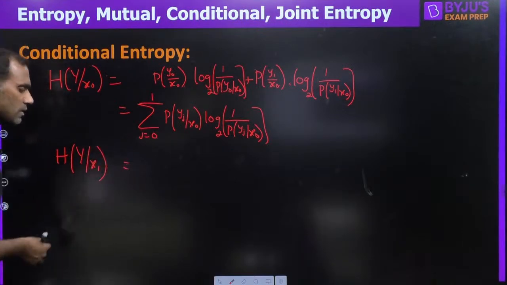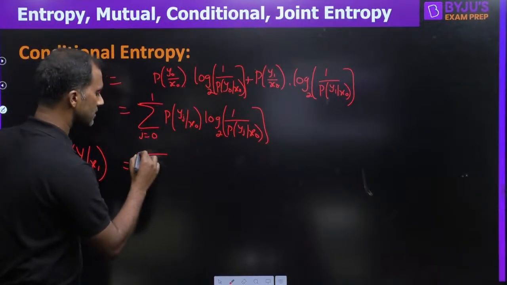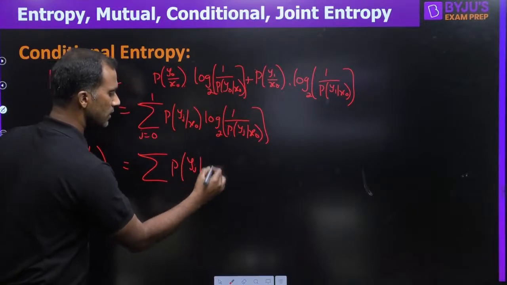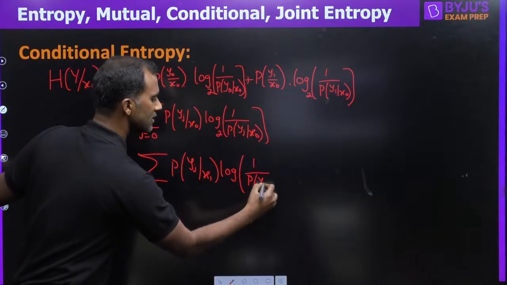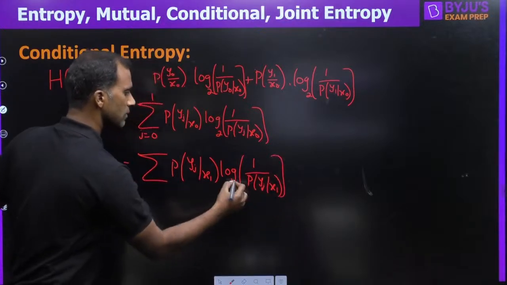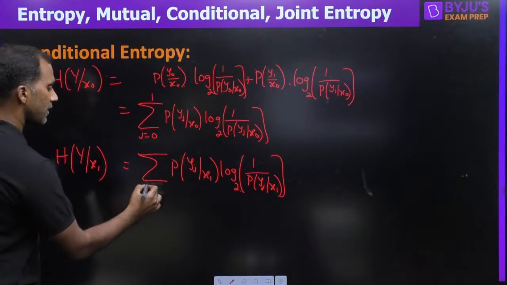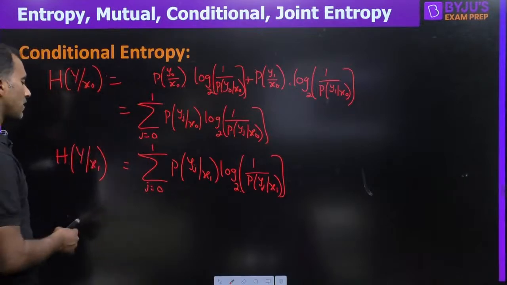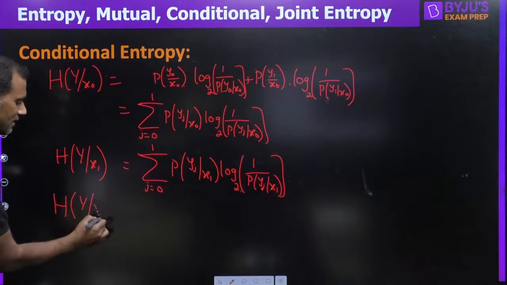Similarly, let us find information with respect to x1. If the condition is x1, information in y, when it is given that x1 is transmitted, same formula you can write: sigma P of Yj given x1 into logarithm of 1 by P of Yj given x1 to the base 2, where j runs from 0 to 1. So we got this. Now we want to find h of y given x.